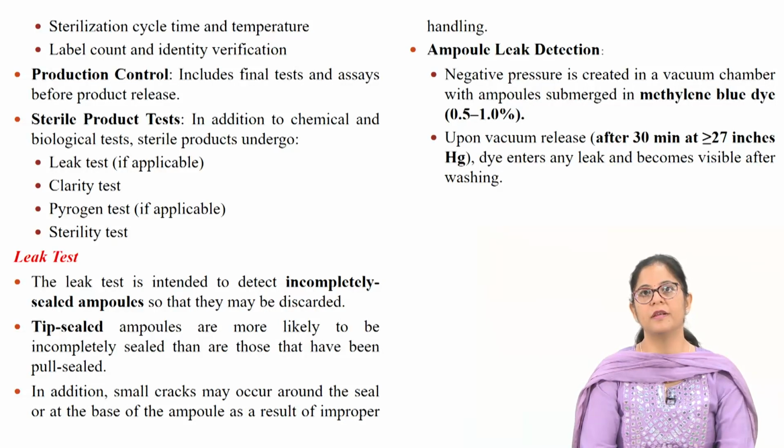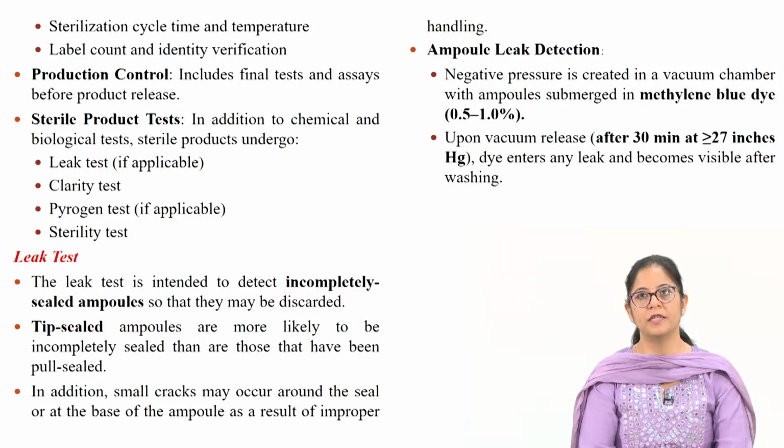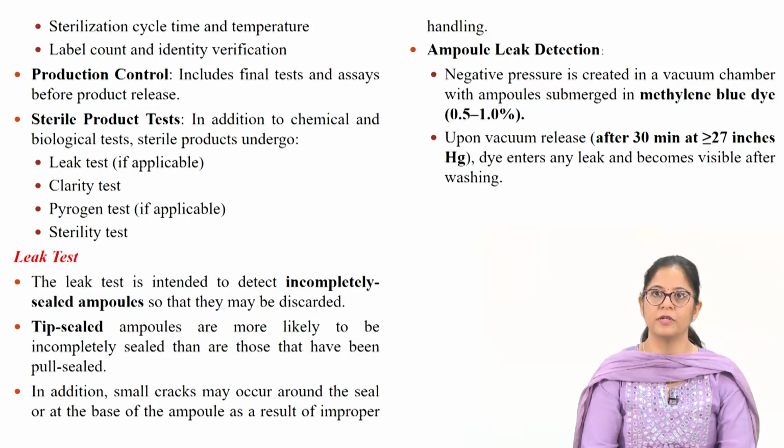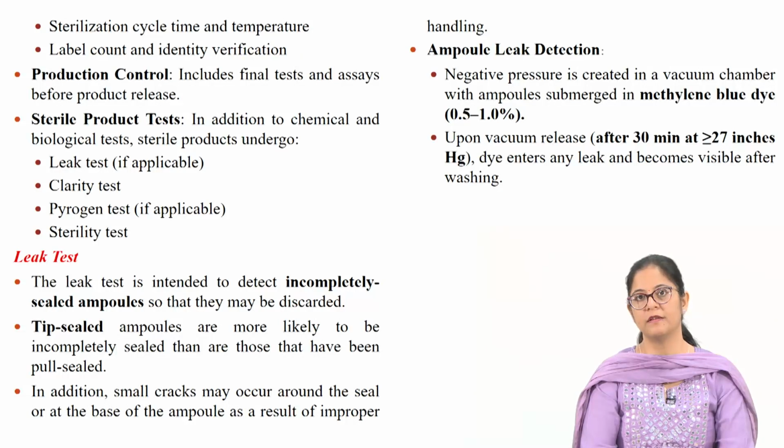Sterilization, cycle time and temperature, label count, and identity verification. Product control includes final tests and assays before product release. The sterile product tests are done to ensure the stability of the product. So, they must undergo leak test, clarity test, pyrogen test, and sterility test.